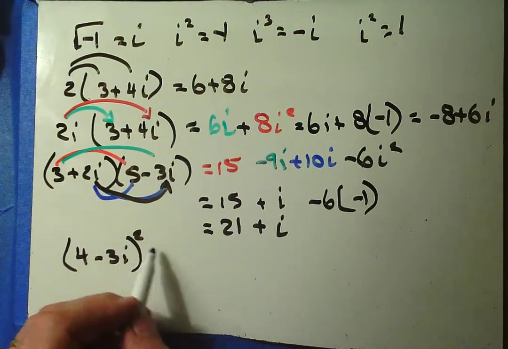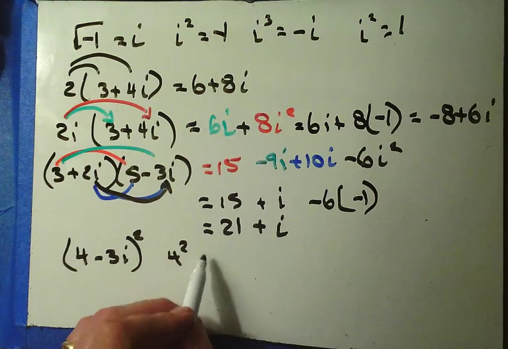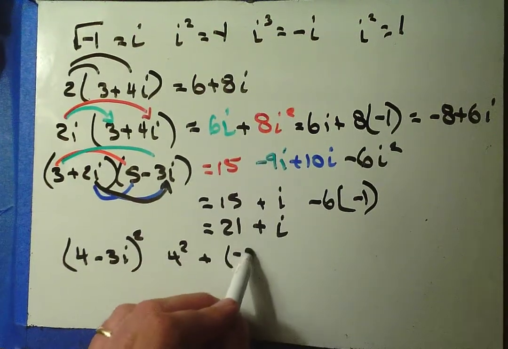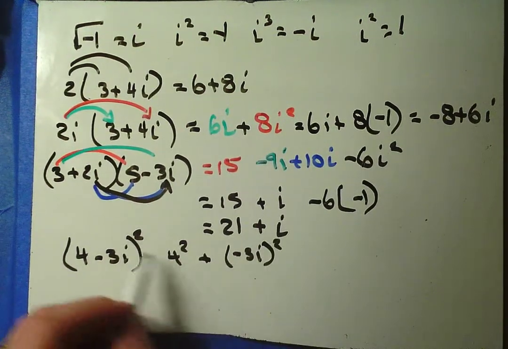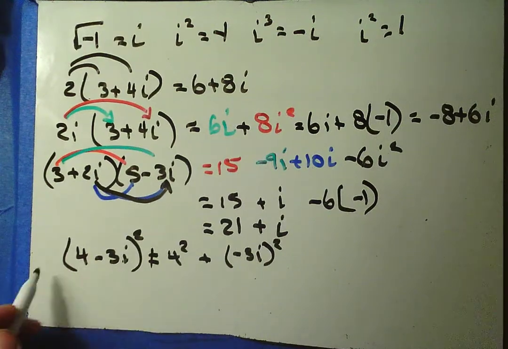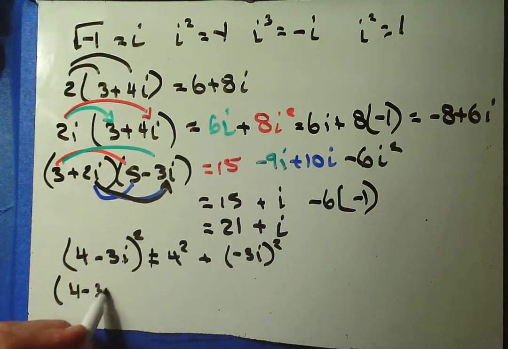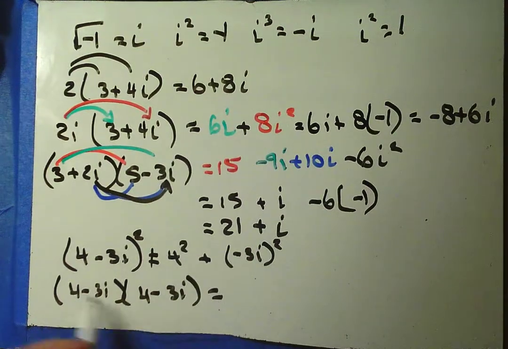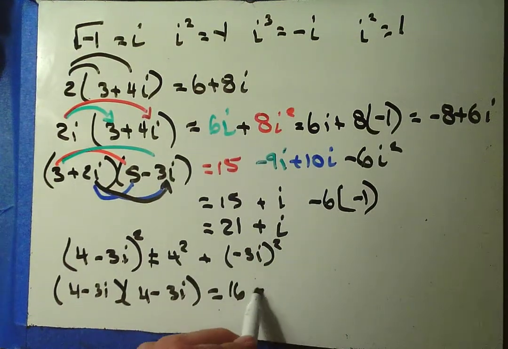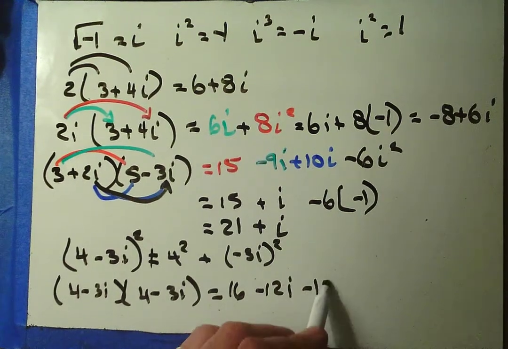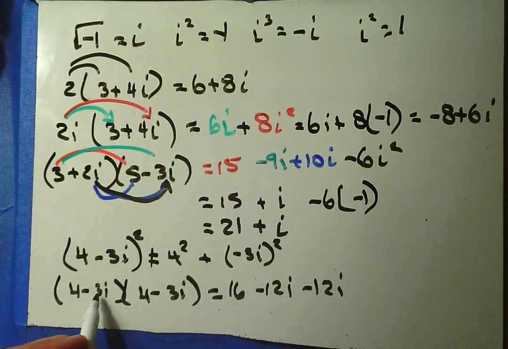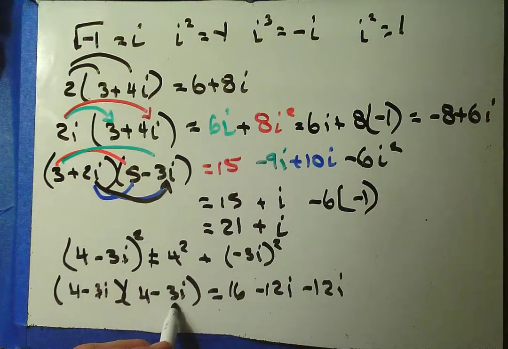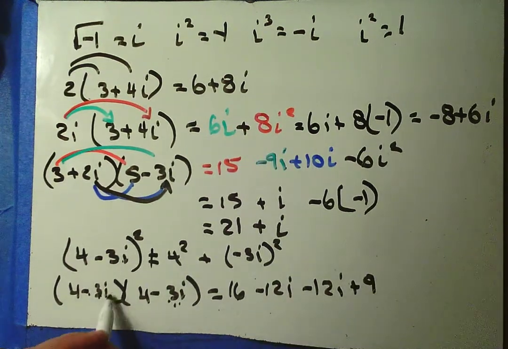Now, we know that's not the same as 4 squared plus -3i squared. Those are not equal. This is a FOILing problem. This is 4 minus 3i times 4 minus 3i. And so when we FOIL, we get 16 minus 12i minus 12i. And then -3i times -3i. Well, -3 times -3 is +9, and i times i is i squared.